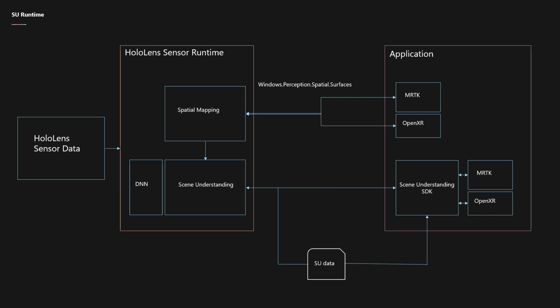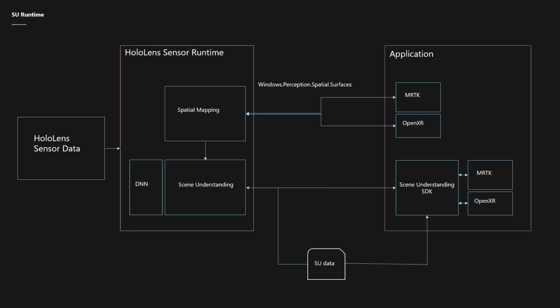You can see that HoloLens sensor data is streaming into the device as you're walking around. Both the spatial mapping and scene understanding runtimes are taking this data and processing it all the time. This is why you don't need a pre-scan in scene understanding or spatial mapping. You don't turn it on or off. It is just accumulating data and learning about your space.